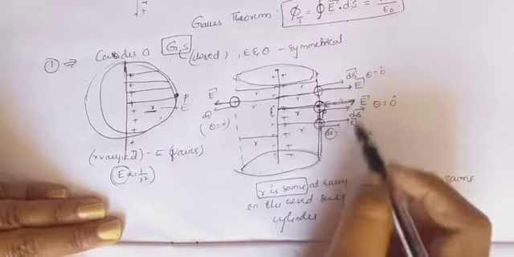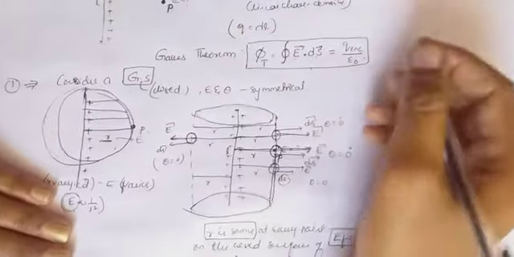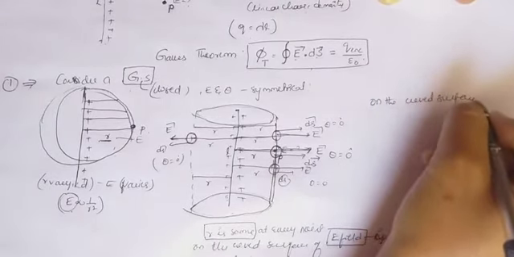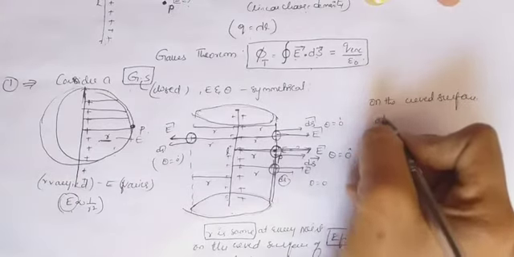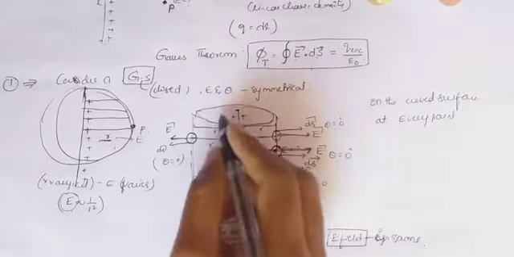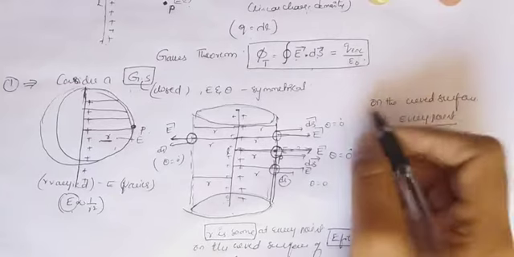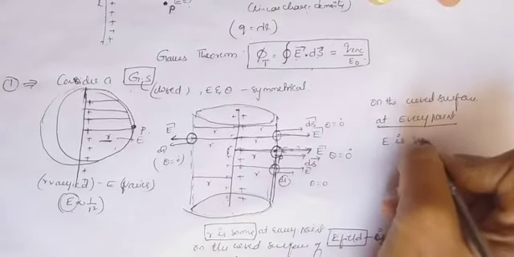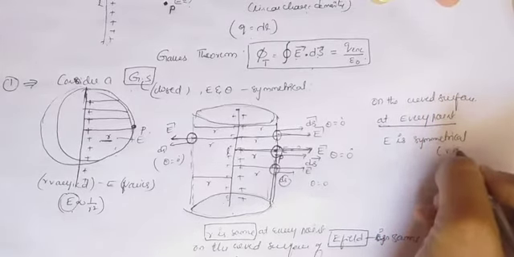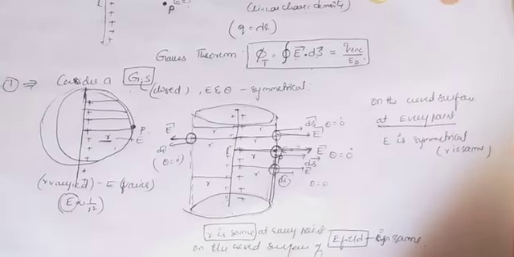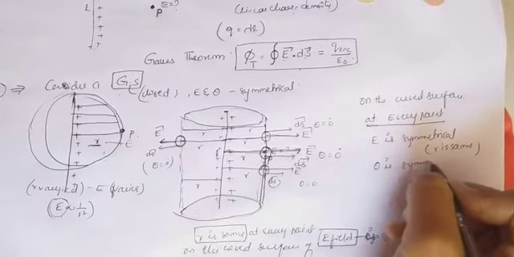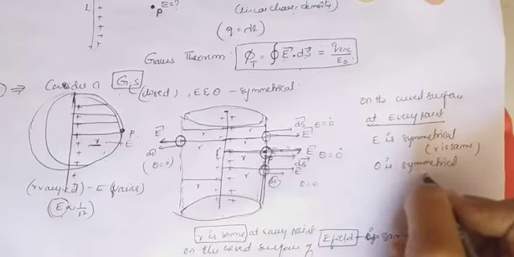So on the curved surface, curved surface meaning this side and this side, while these two are flat surfaces, at every point the electric field is symmetrical, so it is the same. Why? Because r is the same. Theta is also symmetrical, because theta is equal to 0 degrees.